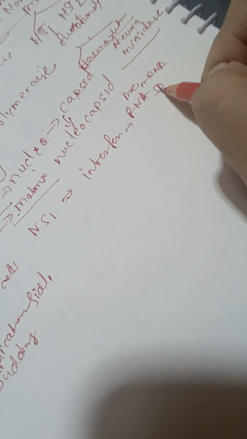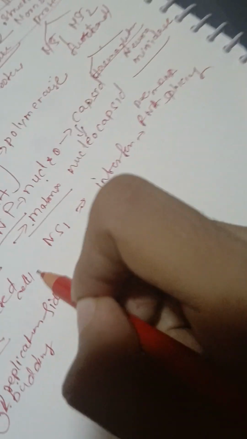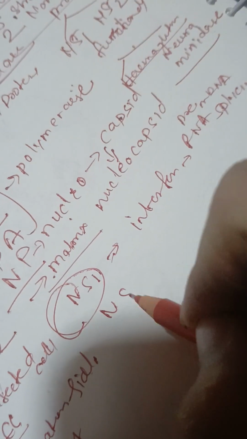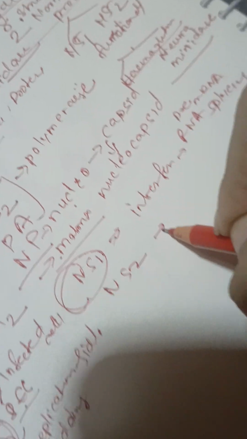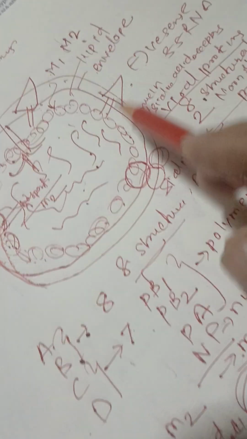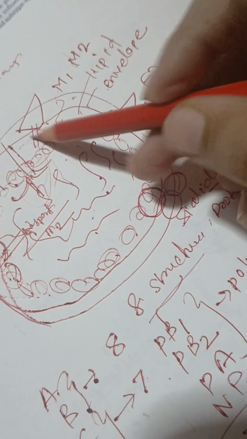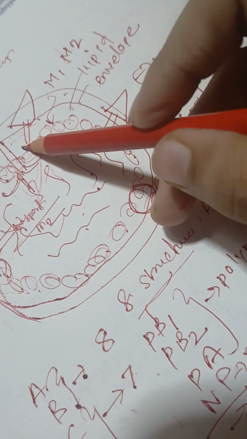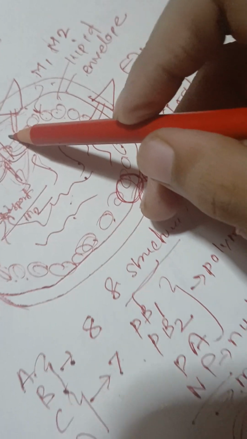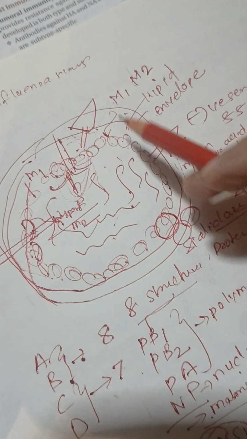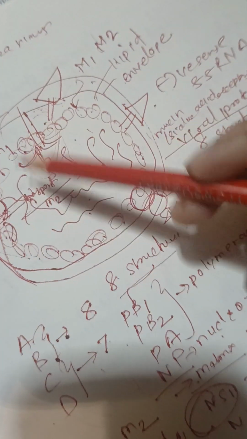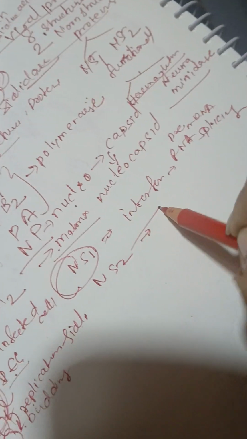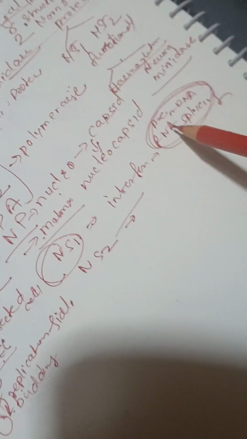So NS1 is responsible for stopping this process, and NS2 is responsible for export of molecules across the nucleus. It forms a channel, like M2, which forms the channel in the envelope for transport of molecules. This NS2 causes the transport of molecules, and NS1 stops the interferon, thus preventing mRNA splicing.